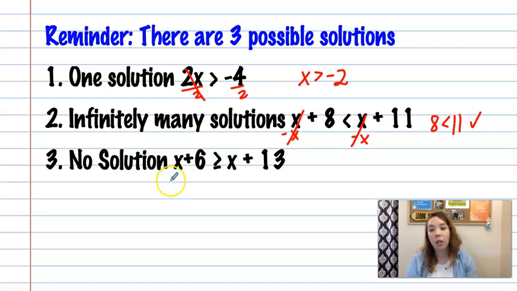Now for no solution, if I try to subtract x from both sides, we get 6 is greater than or equal to 13. That's false. 6 is not bigger than 13. So that means you have no solutions.